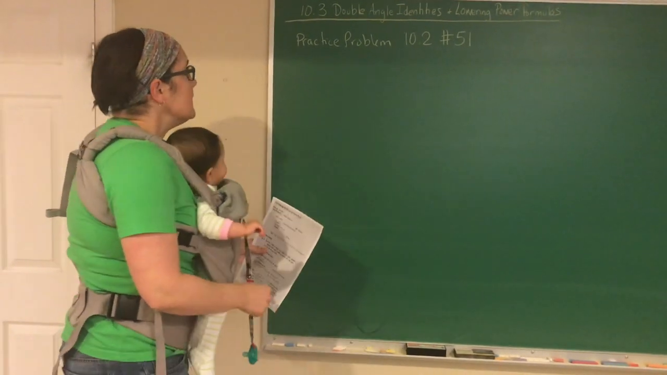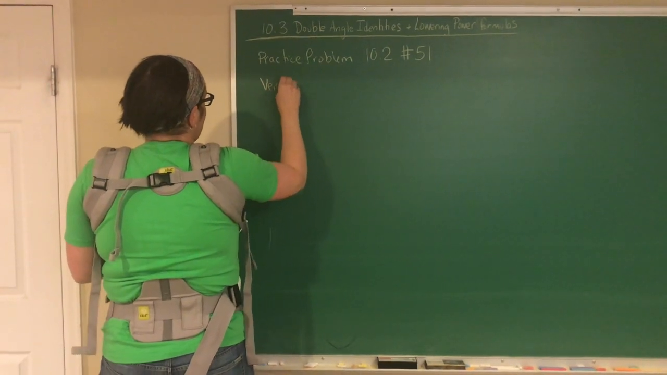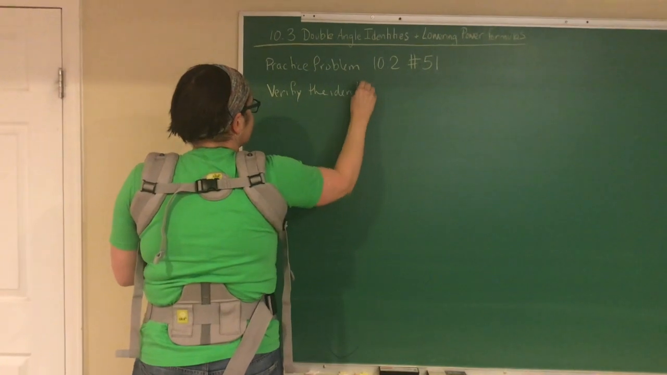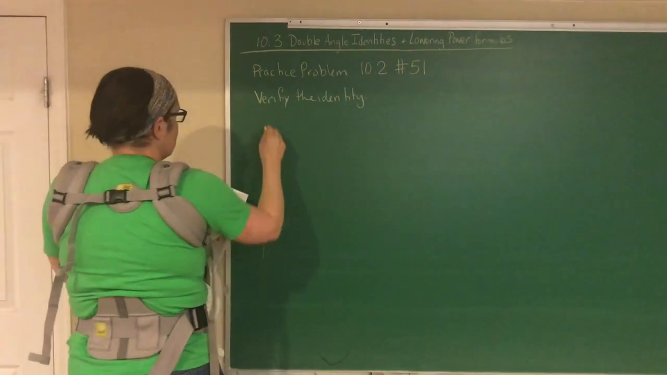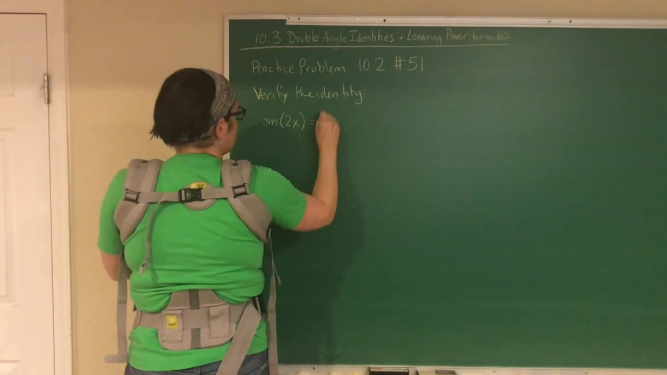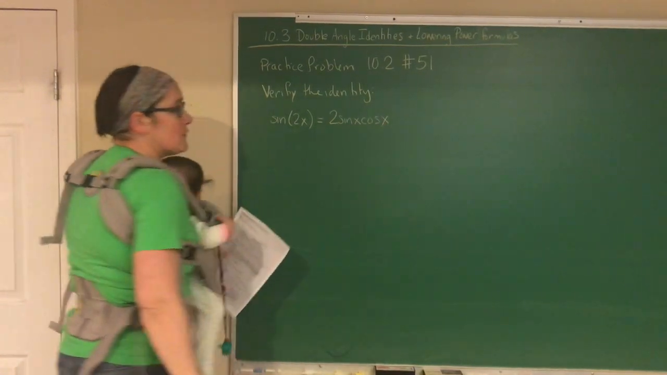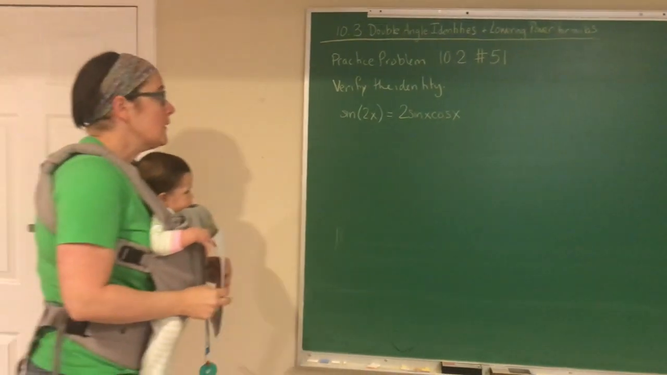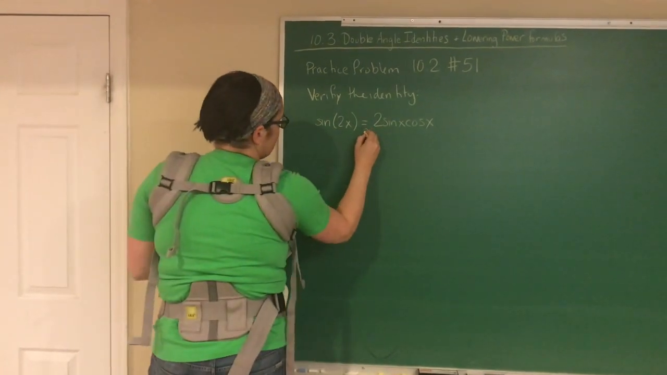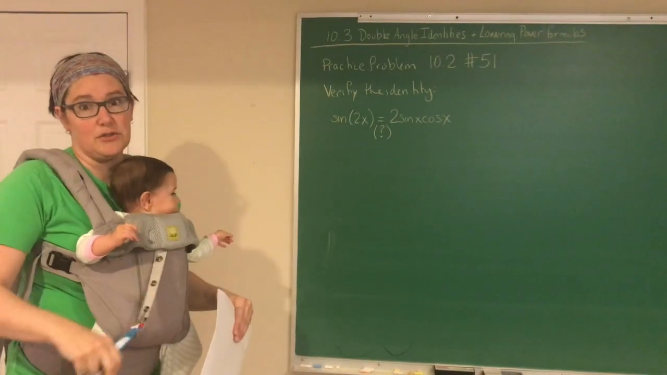Okay, so section 10.2, number 51, the problem asks us to verify the identity, and the identity that we're given is sine of 2x is equal to 2 times the sine of x times cosine x. Anytime that we want to verify an identity, remember that it is not clear if this equation is actually true or not.